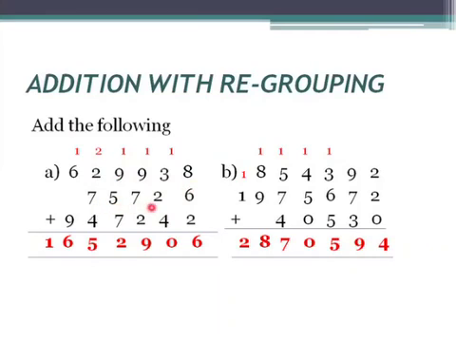6,29,938, 75,726, 9,47,242. If you observe carefully, there is no number here, so you have to assume it as 0. Same as before, we will add the ones column first. Here it is 2 plus 6 or 6 plus 2. If you add in any order, you will get the same. So 2 plus 6 gives us 8.